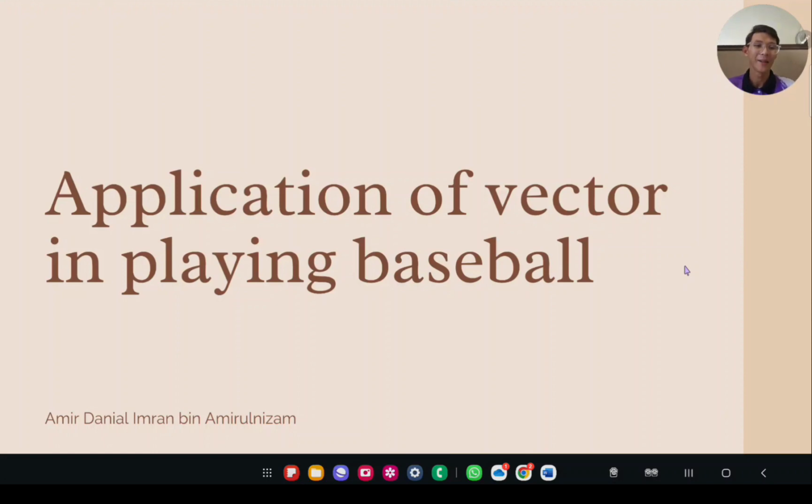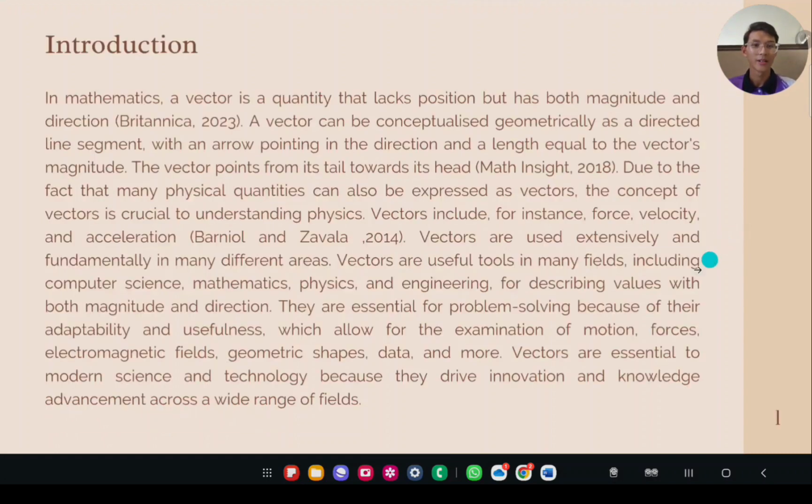My name is Ahmadani Imran bin Amirul Nizam, and today I want to present about application of vector in playing baseball. So first of all, the introduction. In mathematics, a vector is a quantity that lacks position but has both magnitude and direction.